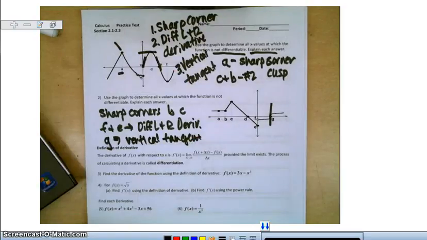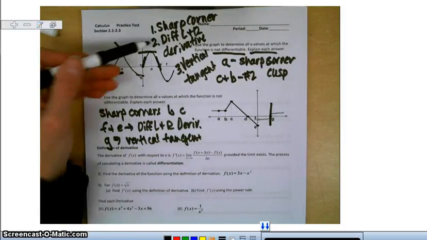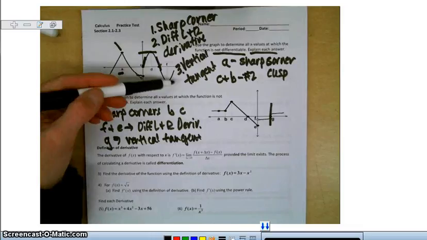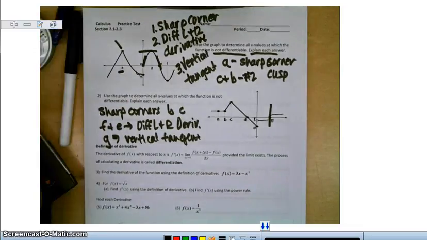So again, when you're deciding whether something is differentiable, all it means is is there a derivative at that point or points? And there are only 3 reasons that you would ever say no, they're right here. So that's all you need to answer questions 1 and 2.